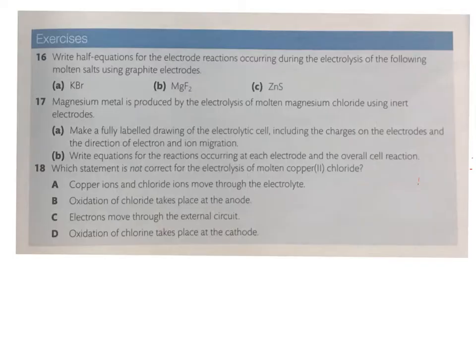And then in class, we looked at these last couple questions, and we saw that, let's do an example for 16A for KBr. K is going to be our positive ion. Bromine is going to be our negative ion. So potassium is going to add electrons to become potassium metal, whereas bromine will release electrons to become our bromine gas. We need to balance that, sorry, 2, 2, and there we go.